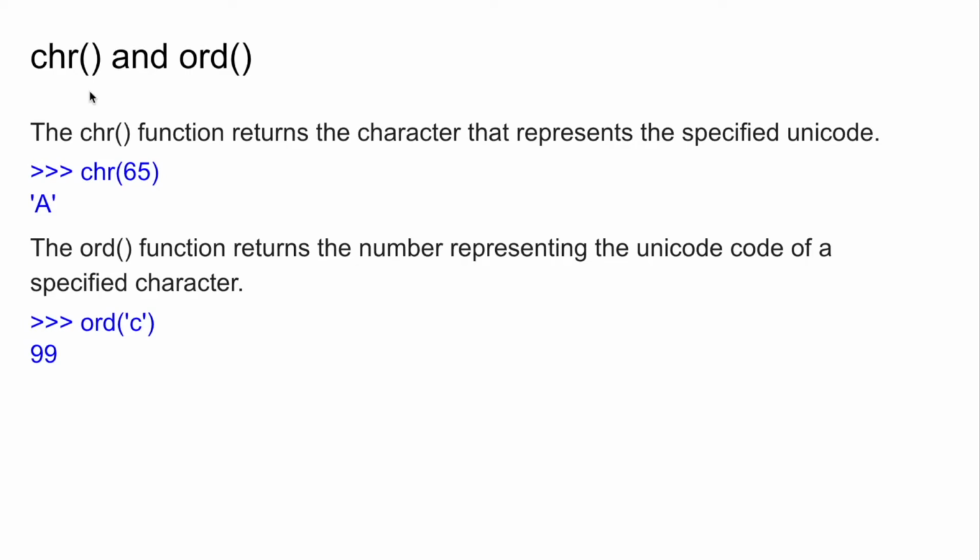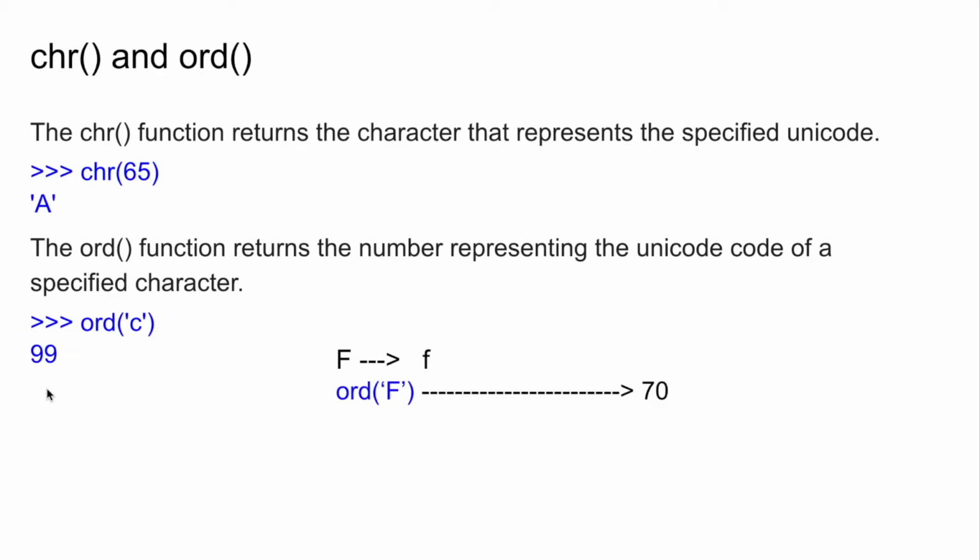Python has two built-in functions, chr and ord. The chr function takes an integer and converts it to a string. The ord function takes a string and returns an integer representing the Unicode character. Let's say we have capital F. We need to change it to a lowercase f.